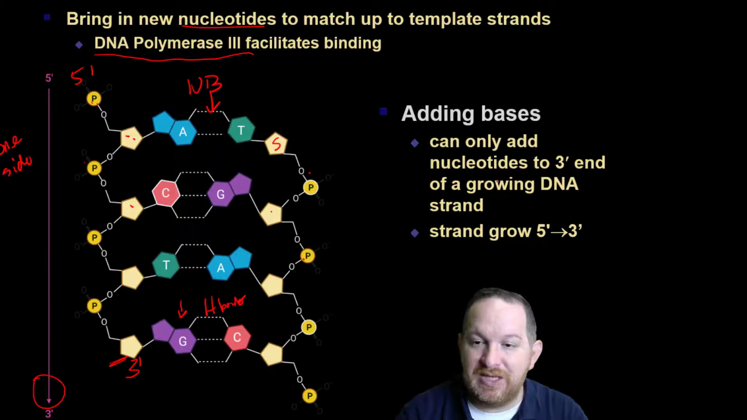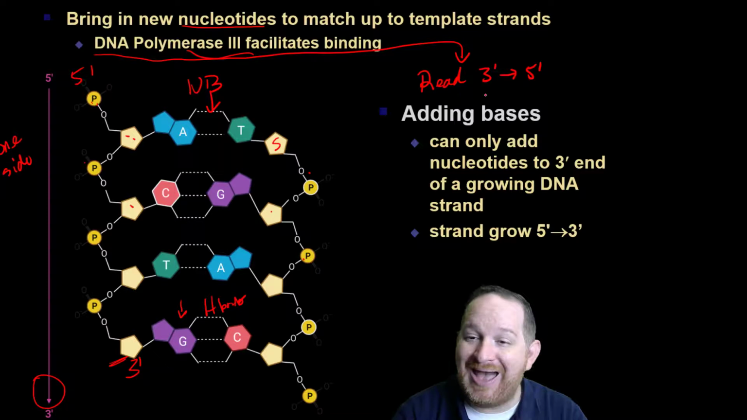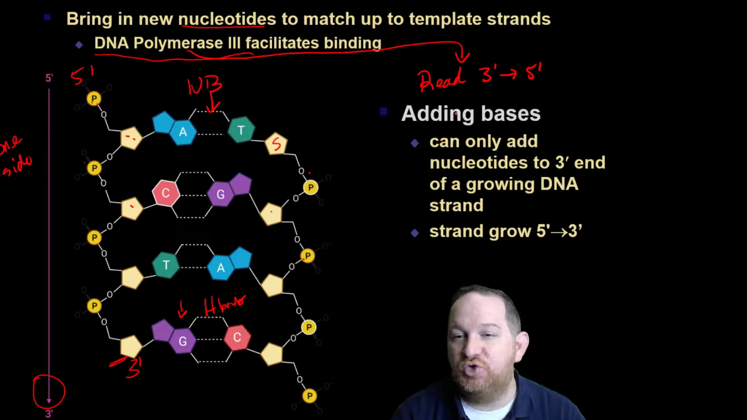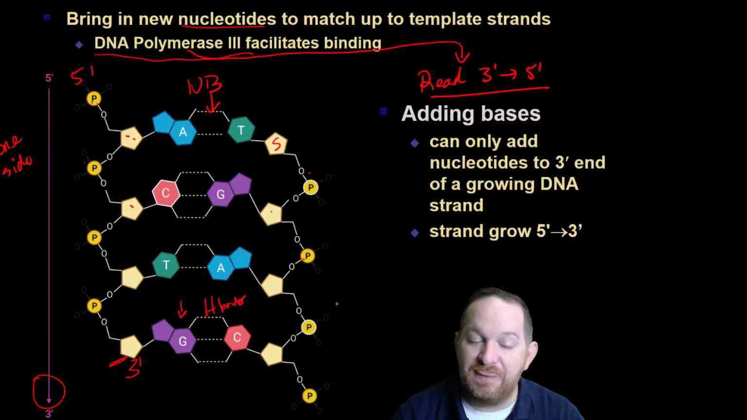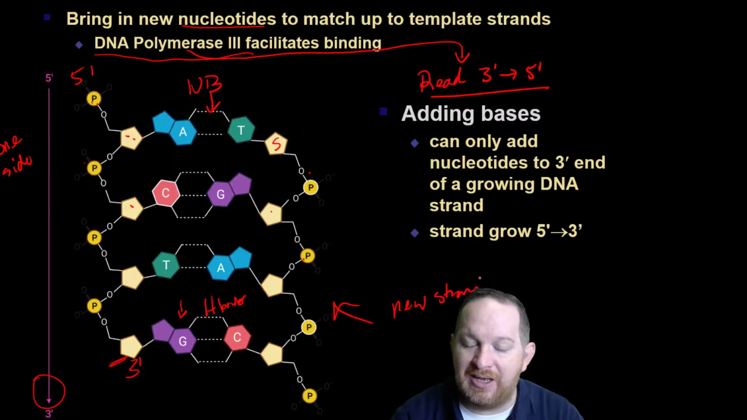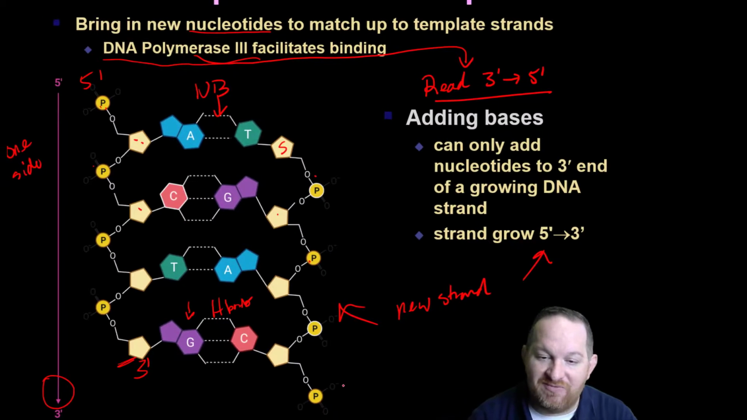DNA is what we call read from 3' to 5'. DNA polymerase 3 reads DNA or adds new nucleotides to the 3' end of a growing strand. So DNA is read 3' to 5'. But what you notice here is that this new strand grew from the 5' end to the 3' end.